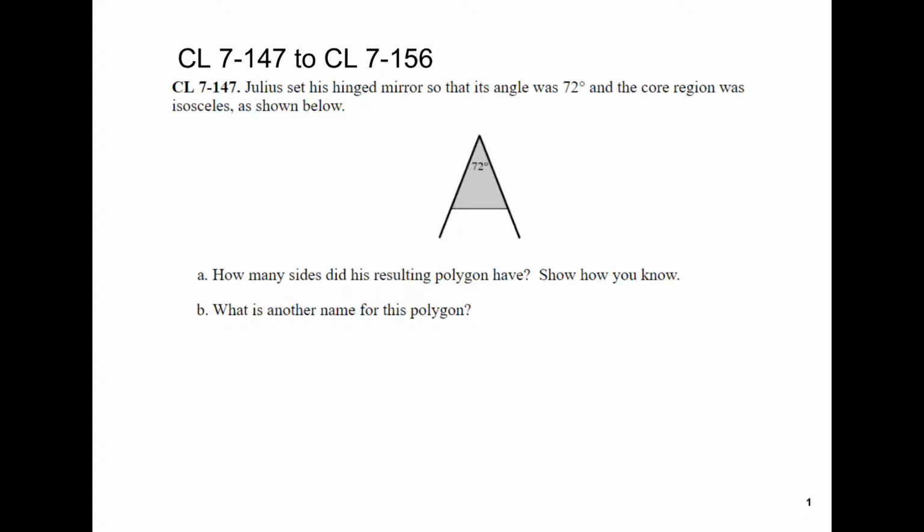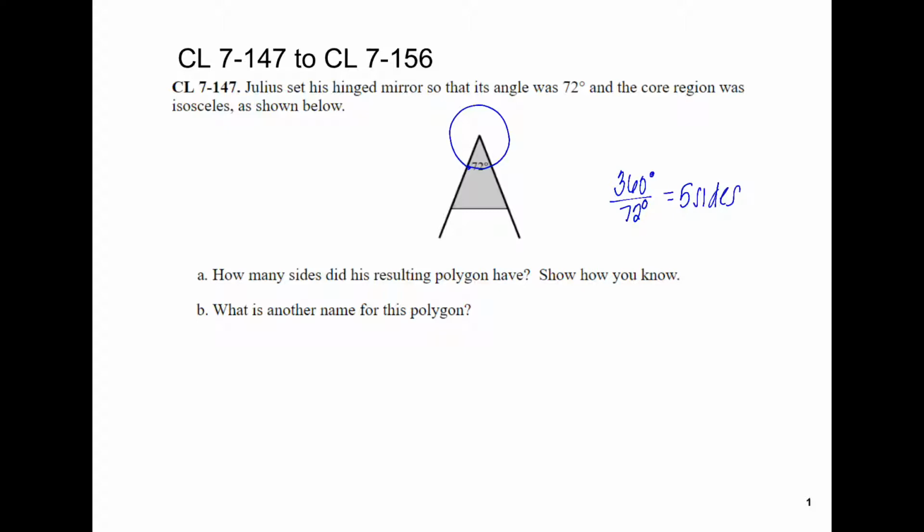Looking at 7-147, Julius set his hinged mirror so that its angle was 72 degrees, and the core region was isosceles as shown below. How many sides did his resulting polygon have? Well, if we remember, our entire circle is 360 degrees. So if we take 360 and divide it by 72, we get a 5-sided figure.